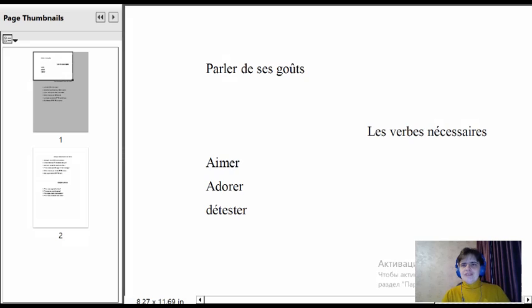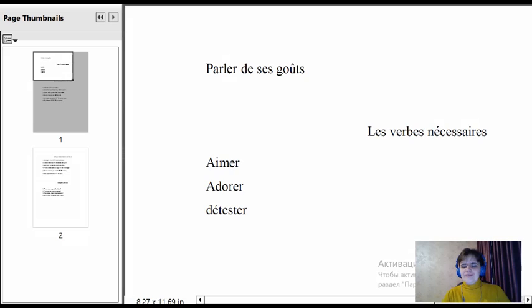Today, I'd like to talk to you about how we can tell what we like or what we don't like. For that, we are going to need 3 verbs.